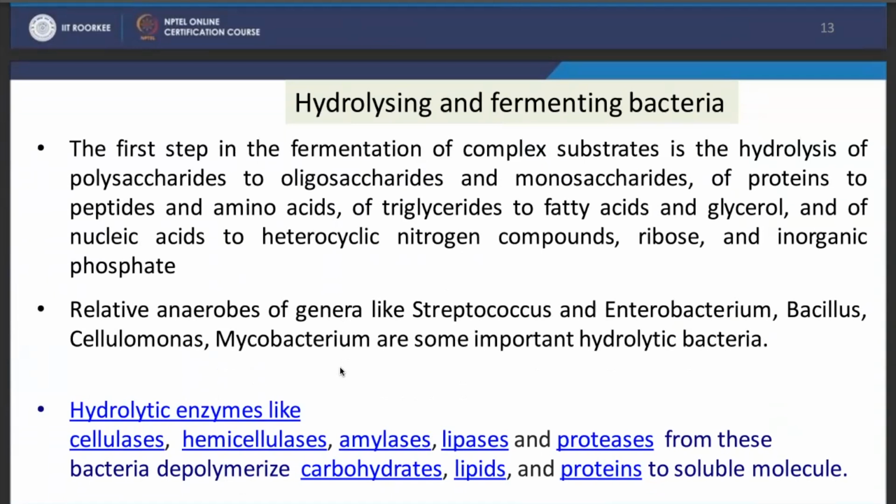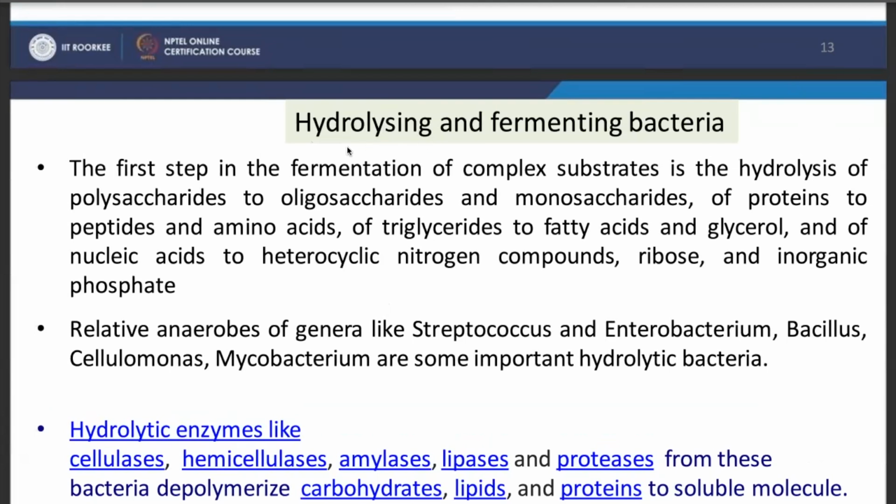Now we will see more detailed information about each step. The first step was hydrolyzing and fermentation, by hydrolyzing and fermenting bacteria. The first step in the fermentation of complex substrates is the hydrolysis of polysaccharides to oligosaccharides and monosaccharides, of protein to peptides and amino acids, of triglycerides to fatty acids and glycerol, and of nucleic acid to heterocyclic nitrogen compounds, ribose, and inorganic phosphate.